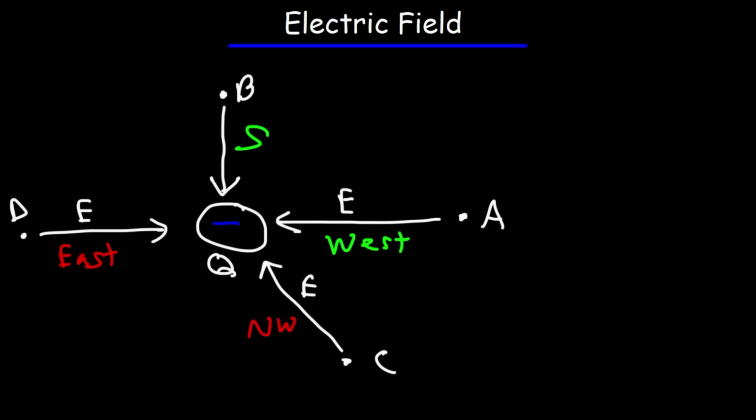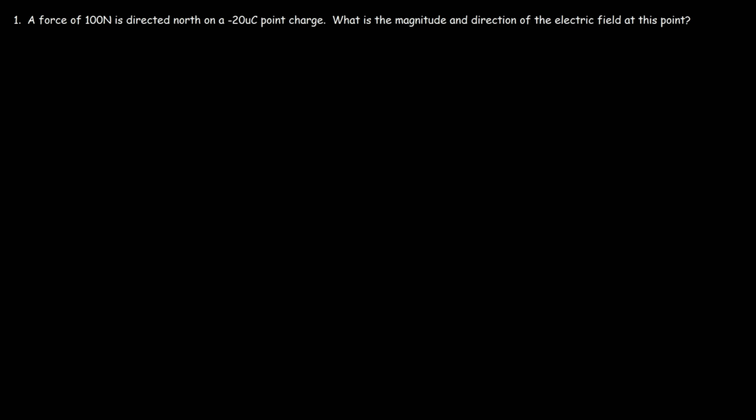So that's how we can determine the direction of any electric field vector that is created by some type of charge, either a positive or negative charge, and we could determine the direction of that vector at any point using examples such as these. But now let's focus on some word problems. Number 1, a force of 100 newtons is directed north on a negative 20 microcoulomb point charge. What is the magnitude and direction of the electric field at this point? So feel free to pause the video and work on this example problem.